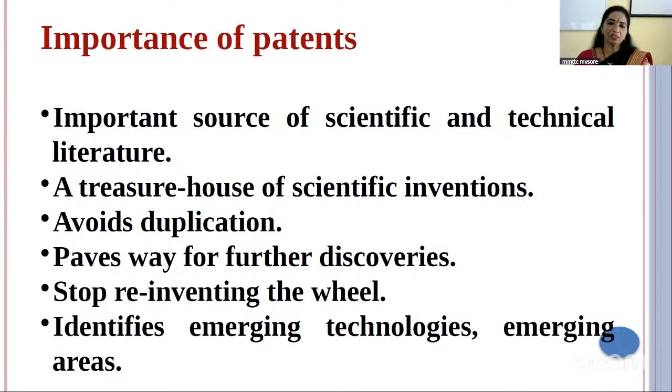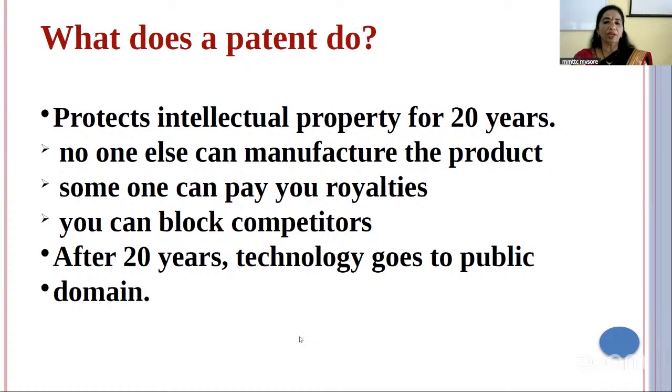If somebody else comes and says, no, I have invented the wheel, he may not have used the same technology, but it's already invented. So why do you want to reinvent it? Reinvention is not possible. Patents also identify emerging technologies and emerging areas of research. If somebody files a patent, based on that knowledge, some other person can take it up to further improve it or come out with other technologies. That's why IPR is very, very important.